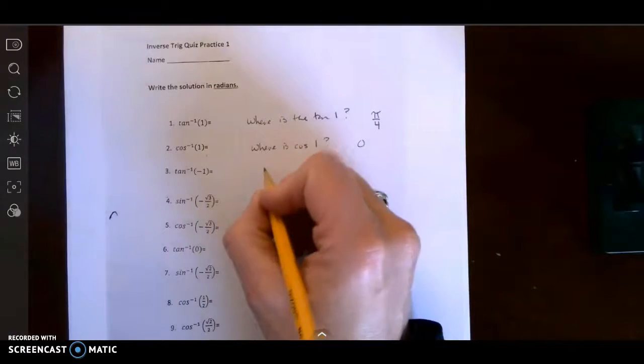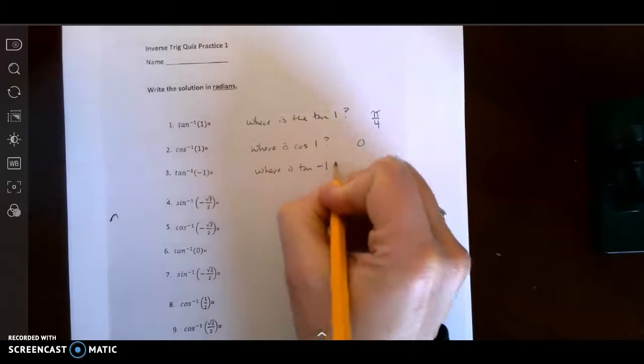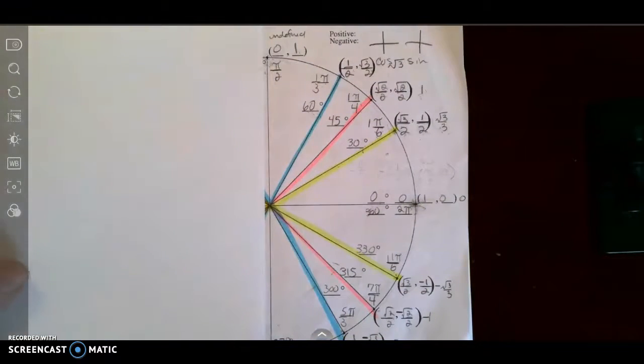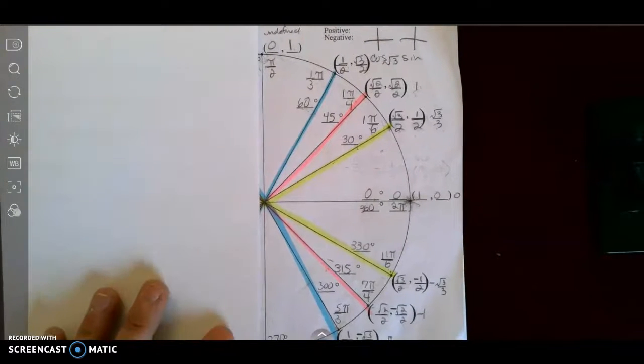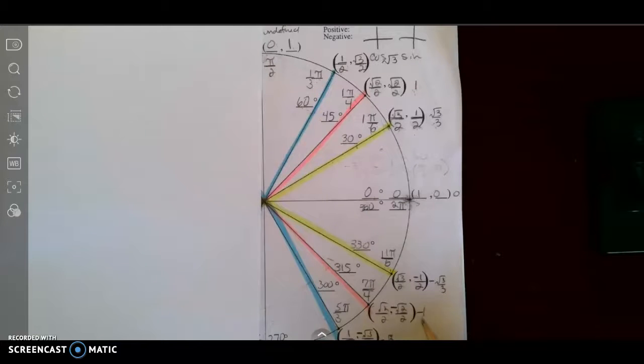Inverse tangent of -1, that's asking where is tangent -1. So I go to my unit circle. I look on just the right side, because for inverse tangent, I'm only looking at the right side. And I want it to be -1. I know all my negatives are down here. Right there on the outside, I have a -1. But I can't put 7 pi over 4 as my answer. I have to remember that this quadrant is the negative quadrant. Negative pi over 6, negative pi over 4, negative pi over 3, negative pi over 2. So this is negative pi over 4.